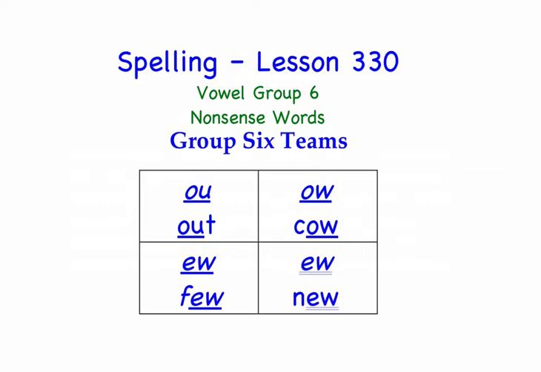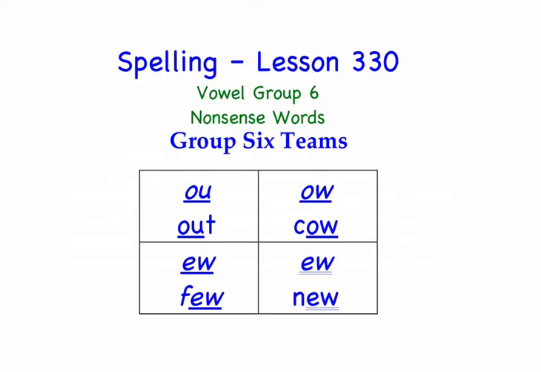We have OU, and OU joins together, forms a team, and represents the sound ow, as in the word out. OW also is a vowel group 6 team here, because in the word cow it represents the sound ow. Now remember, OW can also function as a vowel group 4 team. If you think of the word blow, B-L-O-W, in that word, OW is representing its long sound, O. That would therefore categorize it as a vowel group 4 team.